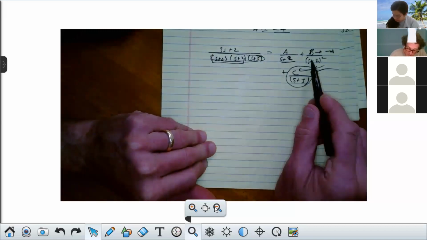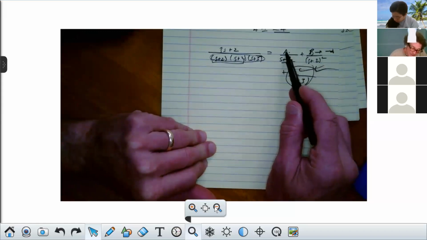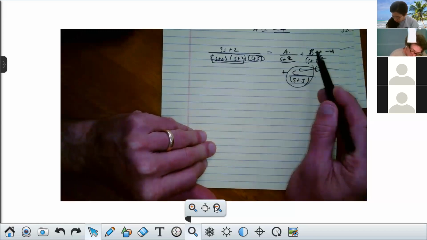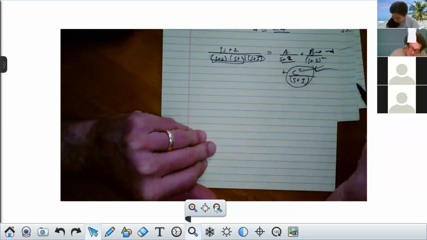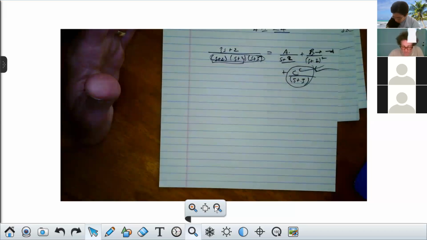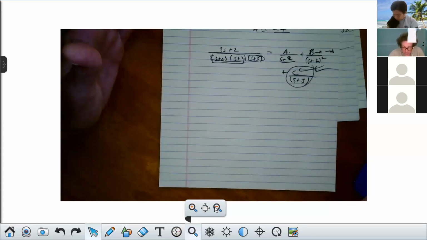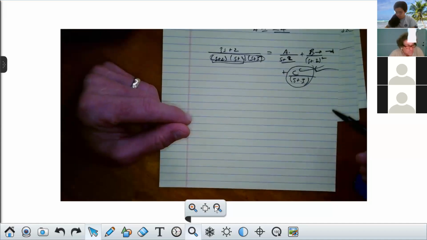And then you would get the coefficient. So the coefficient here would be A times (S plus 2) times (S plus 3). And the coefficient of B would be times (S plus 2). And the coefficient of C would be (S plus 2) squared. And you'd have to expand them all out, gather the coefficients of S squared, S, and the constant term, and equate them.